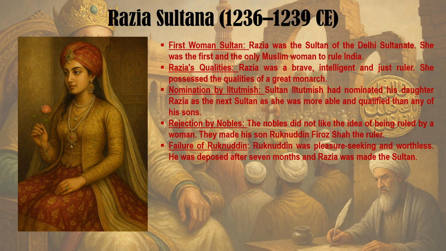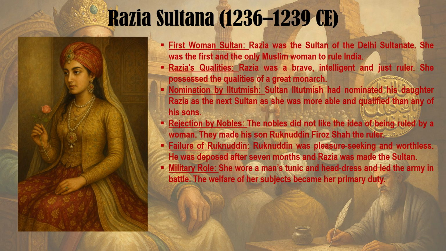He was deposed after 7 months and Razia was made the Sultan. Ruknuddin was a worthless and useless fellow, so there was no other option but to depose him after only 7 months of rule, and Razia Sultana was made the next ruler.